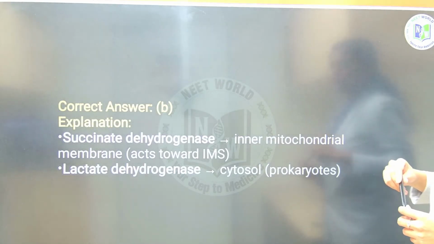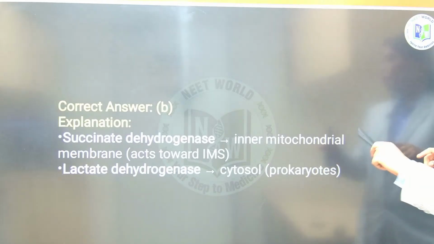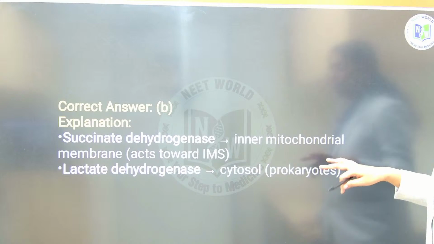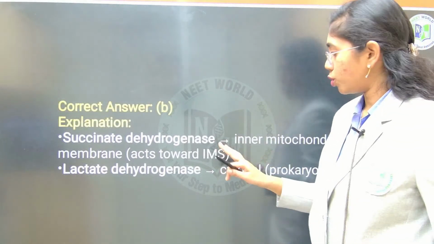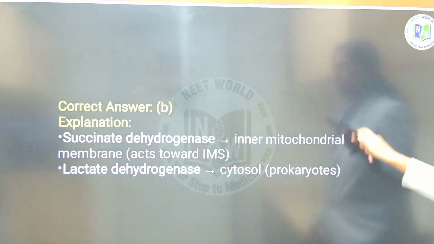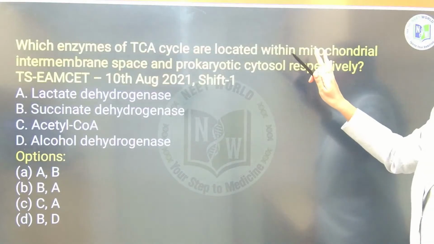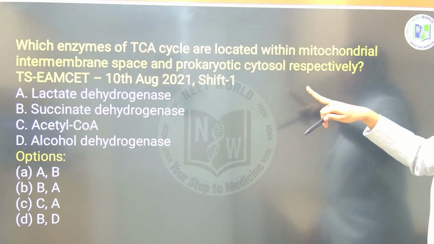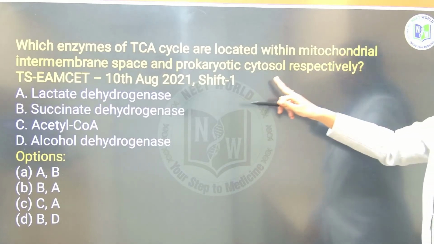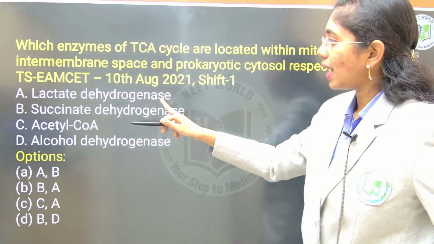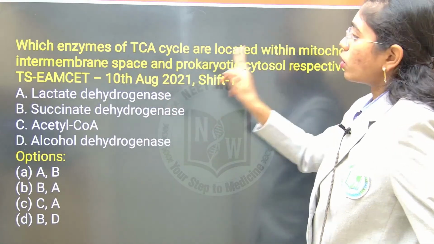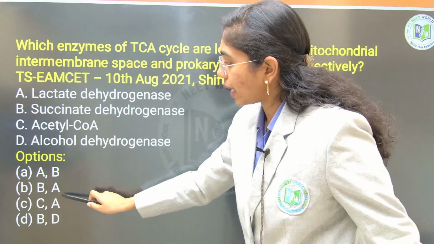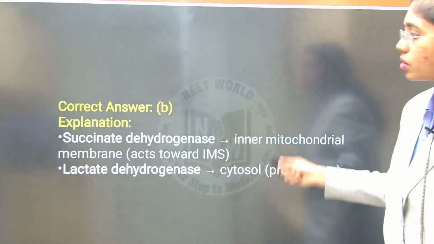Yeah, succinate dehydrogenase is present in the mitochondrial membrane. This acts towards the inner mitochondrial membrane, whereas lactate dehydrogenase is present in the cytosol of prokaryotes. In the question he is asking what is the enzyme located in the mitochondrial intermembrane space and prokaryotic cytosol. In prokaryotic cytosol it is lactate dehydrogenase, and in the mitochondrial intermembrane space it is succinate dehydrogenase. So B and A, it will be option B. Next.